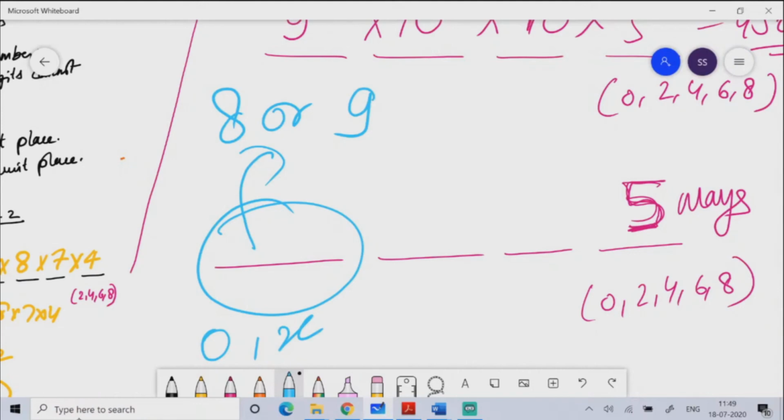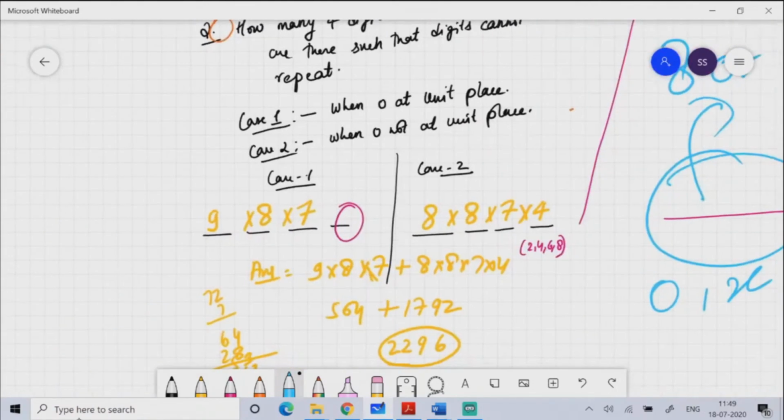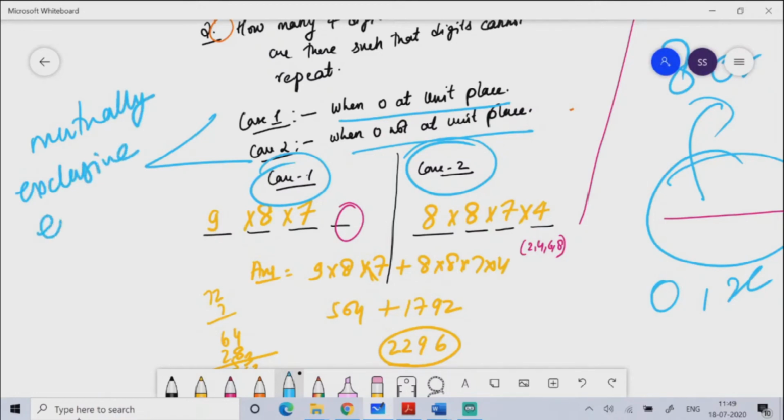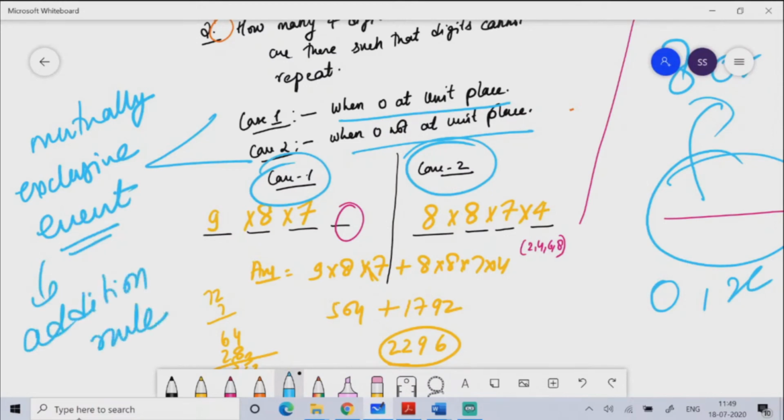So in order to solve this problem, you develop two cases. Case 1: when 0 is at the unit place. Case 2: when 0 is not at the unit place. Because they cannot happen together, they are called mutually exclusive events. Because they are mutually exclusive events, you apply the addition rule. We'll find the value of each and add them. I hope you are clear with this part.